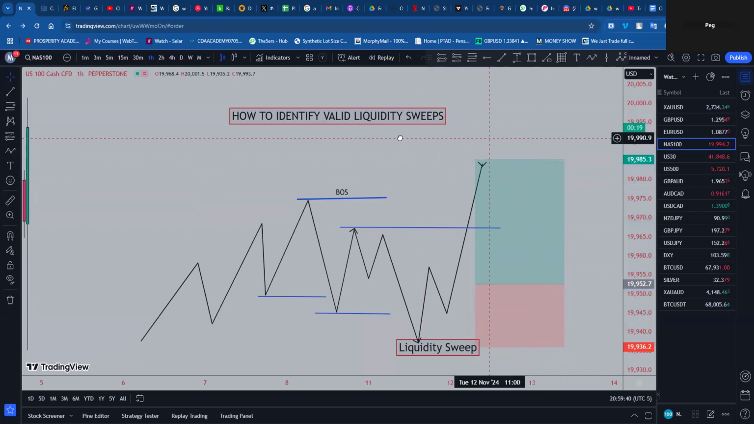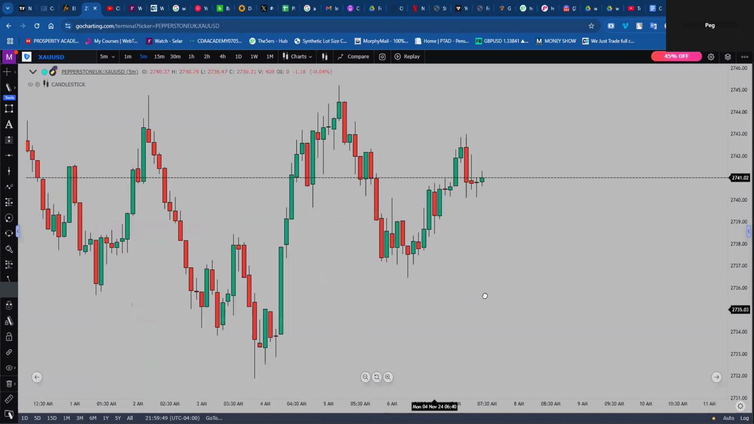So let's look at some chart examples. Are you still seeing my screen? Let's see. Yes. Okay.